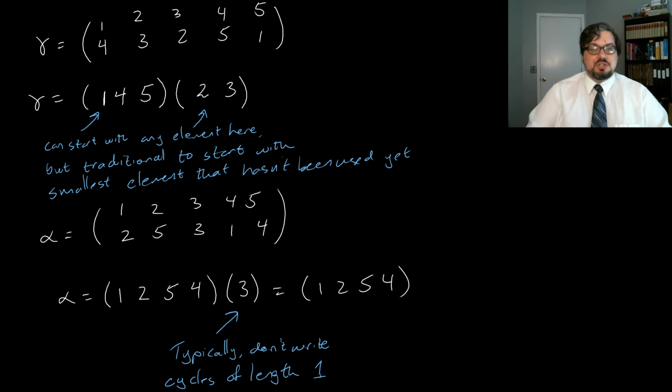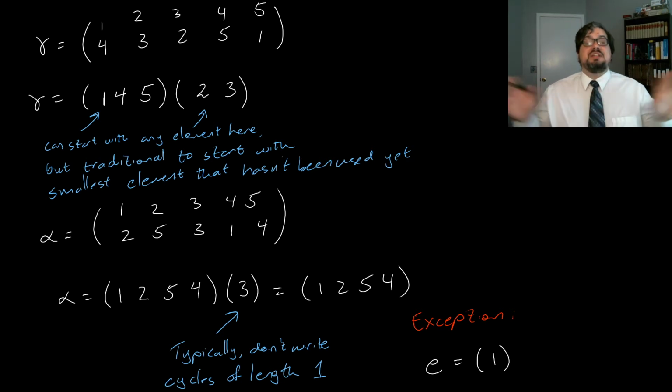Now, the exception to this is the identity permutation, which just sends everything to itself. We usually write that in cycle notation as just a single cycle of length 1. Because we do want to give it some sort of notation in cycle notation.